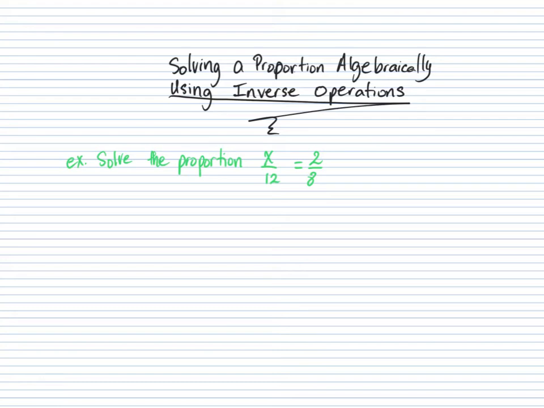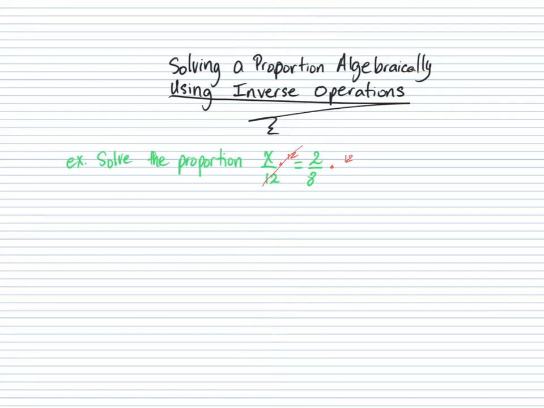So we can go ahead and multiply x by 12. If you do that, that will go away. But whatever you do on the left side, you must also do on the right side to balance our equation. So we have to multiply the right side by 12 as well.